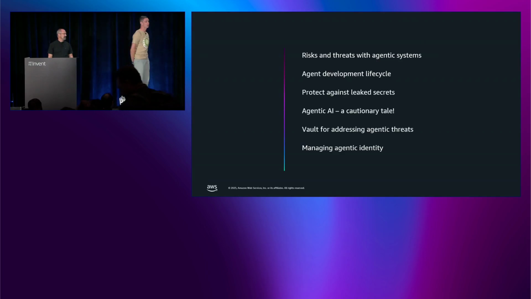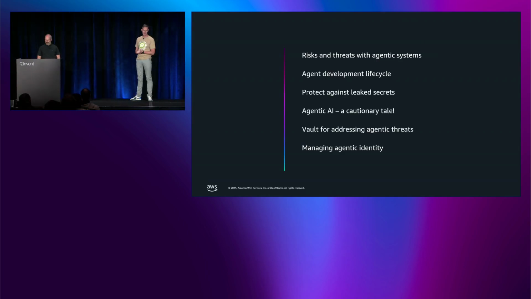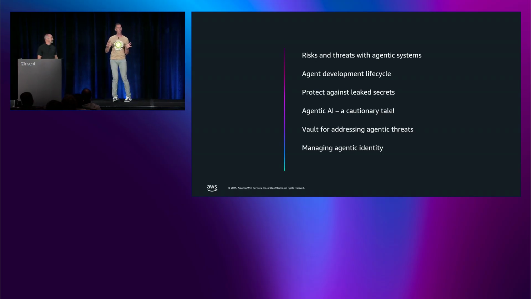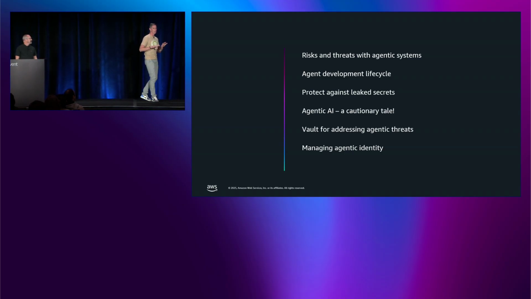So with that, I am going to let Nick walk you through the agenda items. We're going to look predominantly at some of the risks and threats that can affect agentic systems, the development life cycle as a potential threat in addition to the runtime of your systems, and how you can protect systems.